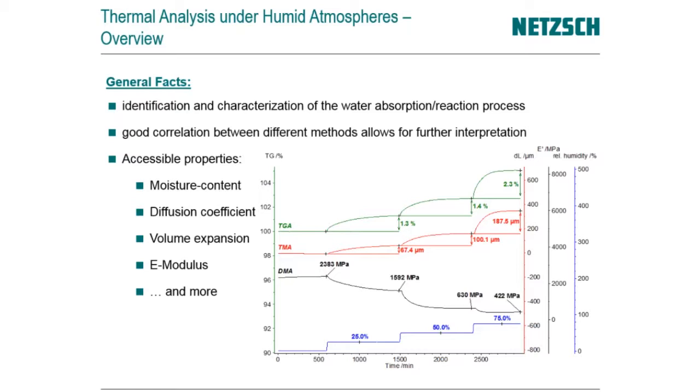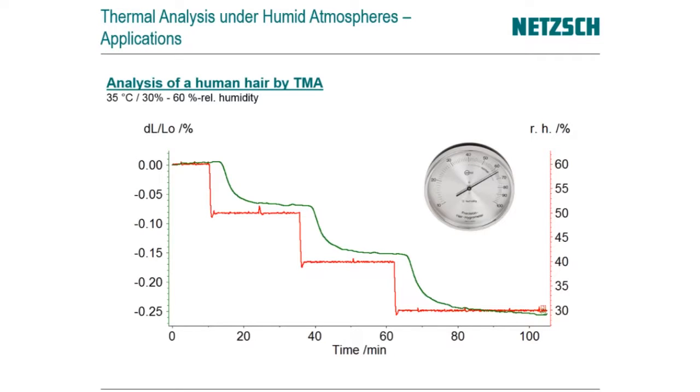For instance, the TGA shows us that we have a physical interaction, so we have an increase in moisture content and not a decomposition reaction, for instance. Then the TMA and the DMA show us the resulting property change as changing of the dimensions, so expansion process, or change in the mechanical stability. So from this, you see hopefully that thermal analysis is able to be used in conjunction with humid atmosphere, and that it's able to really determine and analyze the already described interaction between materials and the water gas.